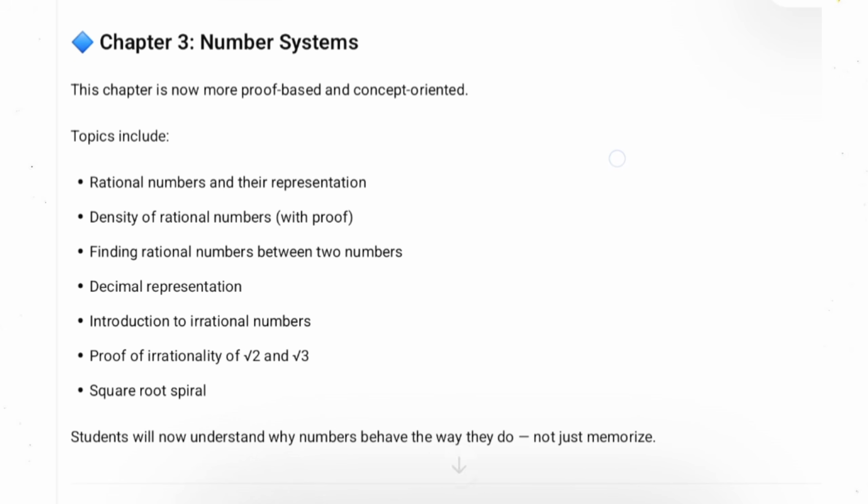Next, chapter number 3 is number system. Here topics included are rational numbers and their representation, density of rational numbers with proof, finding rational numbers between two numbers, decimal representation, introduction to irrational numbers, proof of irrationality of root 2 and root 3, square root spiral. Students will now understand why numbers behave the way they do and not just memorize them.